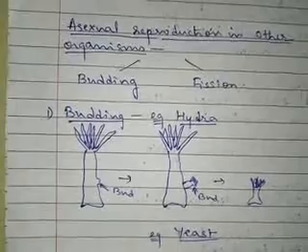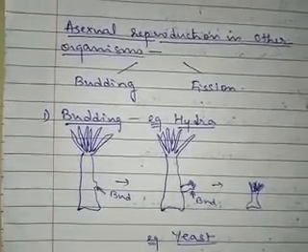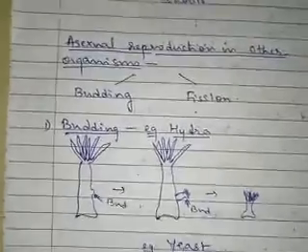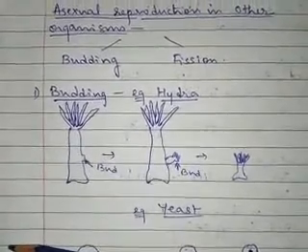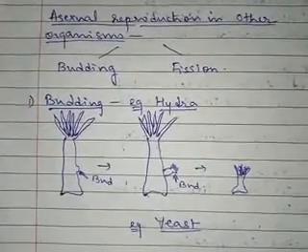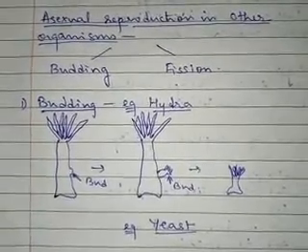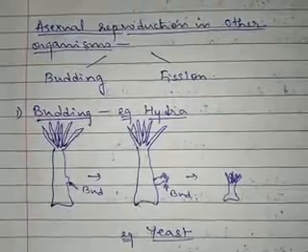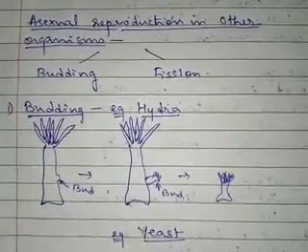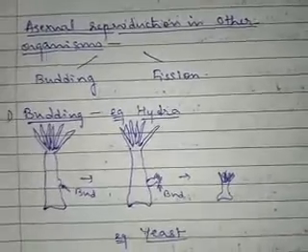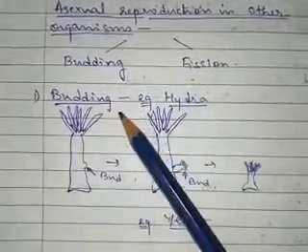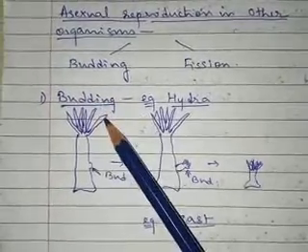Hydra is an aquatic organism and it belongs to Coelenterata. Generally we discuss Coelenterata under animals. So hydra is an aquatic organism, it lives in water, and it belongs to Coelenterata. You will be studying about the different groups of animals in your book later on. Fine. This hydra reproduces by the process of budding.